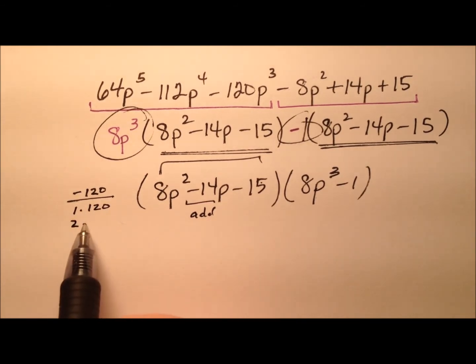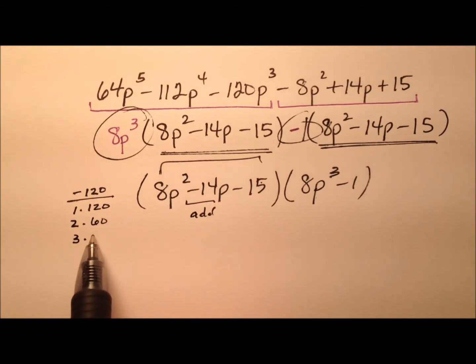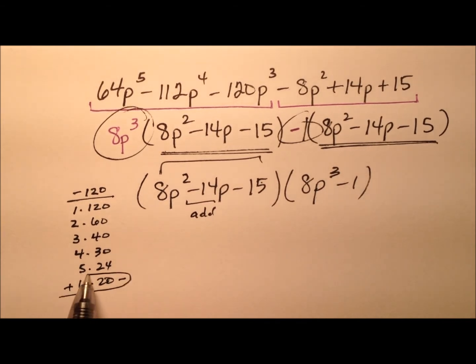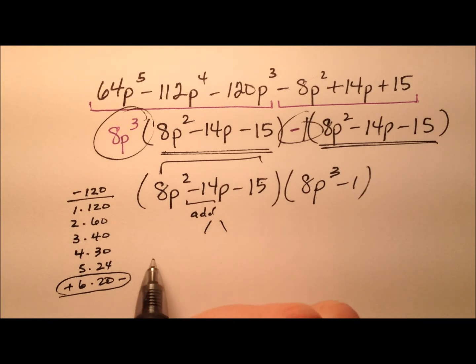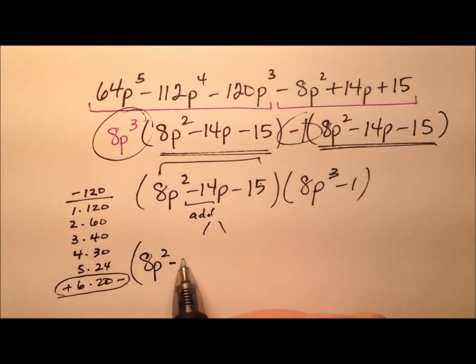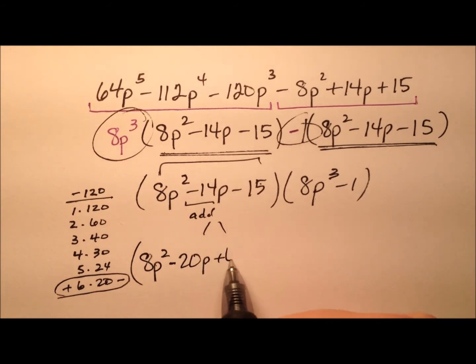So factors of 120 include 1 and 120, 2 and 60, 3 and 40, 4 and 30, 5 and 24, 6 and 20. Oh, 6 and 20 looks like it'll work because I'm going to use a negative 20 and a positive 6. So let's go ahead and break that middle term up. So I have 8p squared minus 20p plus 6p minus 15.